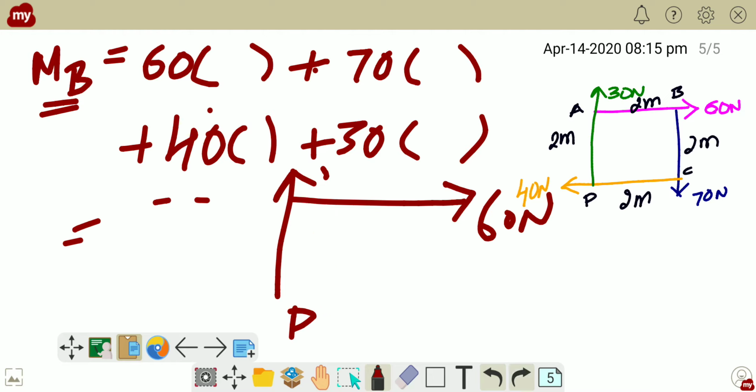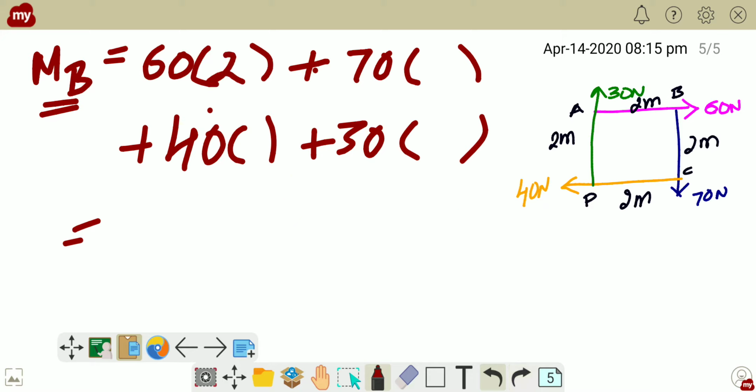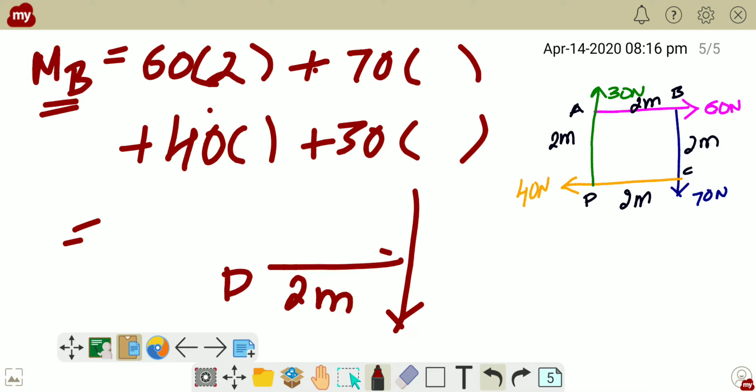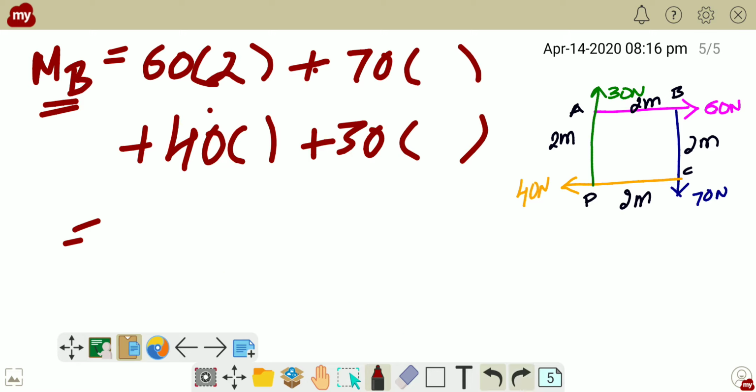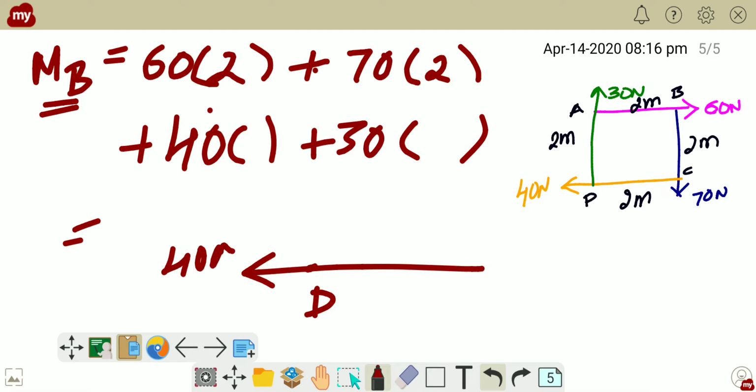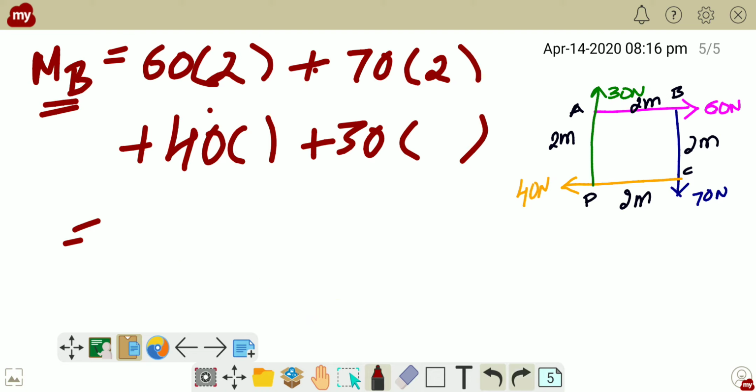So let us write 2 meters inside the bracket. And is there any impact shown for the force of 70 newtons? D is here and the 70 newtons is passing at a distance of 2 meters from the point D. It is perpendicularly separated by a distance of 2 meters. Coming to the third force, 40 newtons, and this is the point D. Is there any distance between the line of action of the 40 newtons force and point D? No, there is no distance at all. The point is directly lying inside the line of action of force, so it is 0.